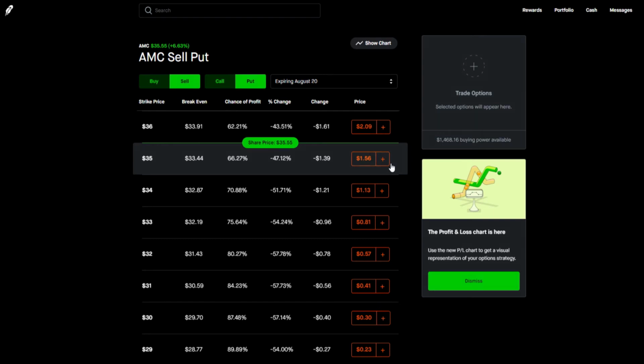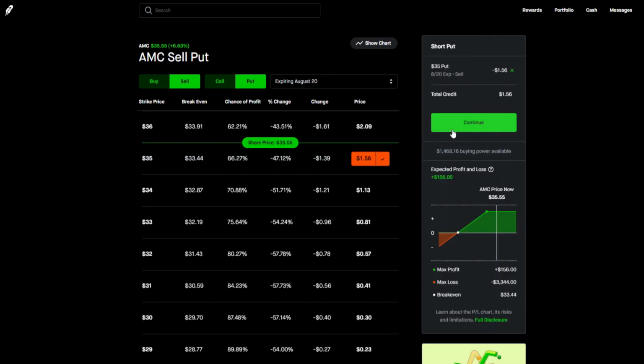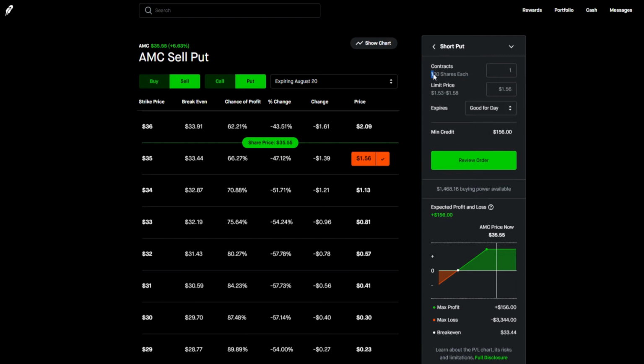Let's try it out. I'm going to select this plus button here for the $35 contract. You can enter how many contracts you want to buy. Each contract is worth 100 shares. You can set the limit price, which is the price you want to sell the contract for. The 2 numbers just show you how much this contract is going for at the moment. If you want this contract sold immediately, you will enter the lower number shown here as the limit price.